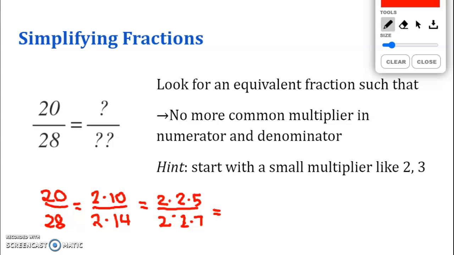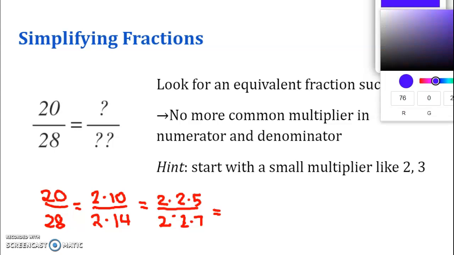Okay? And now here is my giant one. So I can just cancel this out. 2 over 2 is just 1, and 2 over 2 is just 1. And you are now left with 5 over 7. So I know that 20 over 28 is equivalent to 5 over 7.